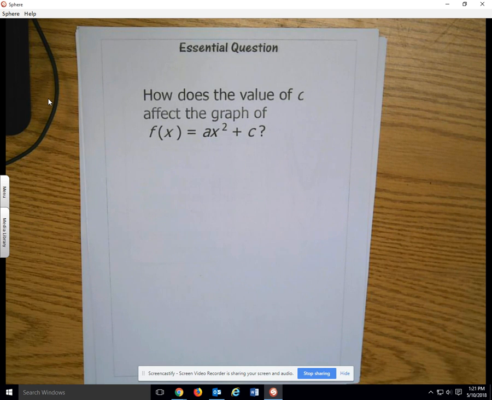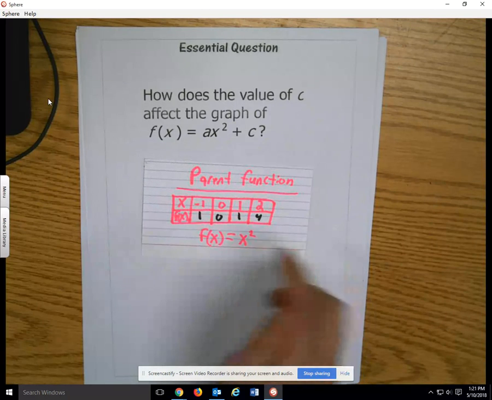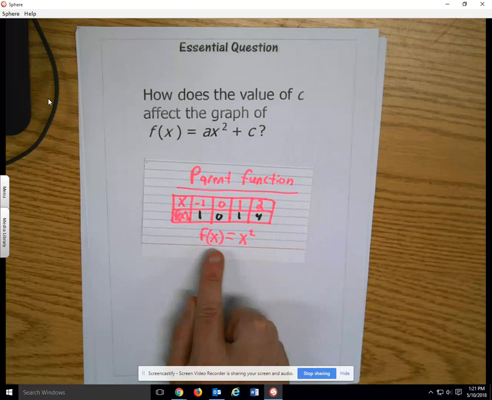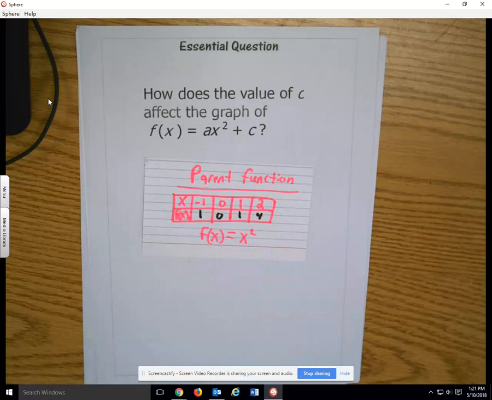Okay, our essential question this time is how does the value of c affect the graph of f of x equals ax squared plus c? Now, let's do a little bit of a review real quick. So before this, in the previous lesson, we talked about this idea of a parent function, which was basically f of x equals x squared. And we said that we're going to make changes to this parent function.